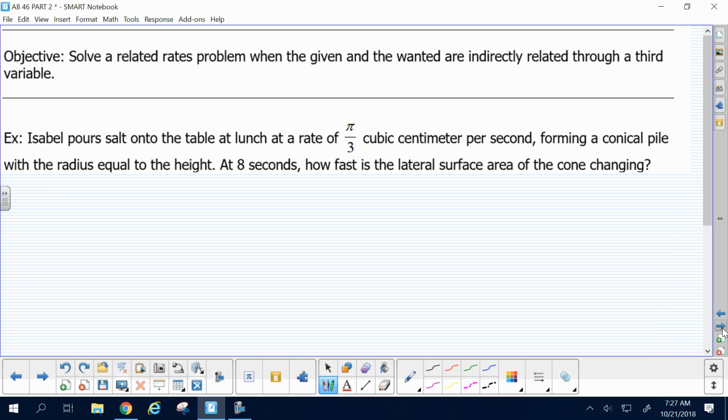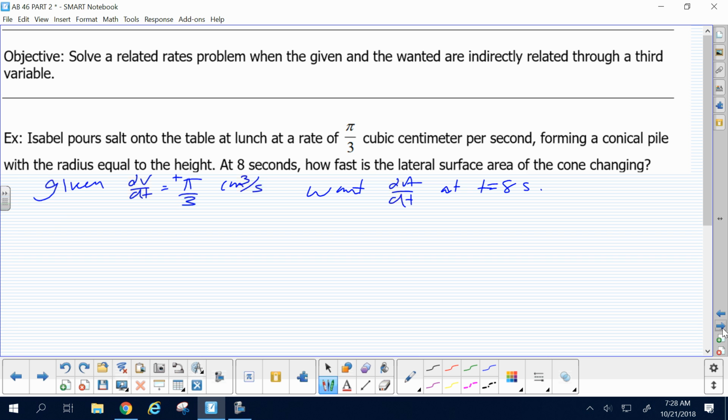So we're given here that dV dt is pi over 3. It's positive because salt is pouring in, so volume is changing in a positive way. Cubic centimeters per second. We want dA dt, and that's the lateral surface area actually, at time equal 8. That's kind of weird, time equal 8. I'm going to have to work with that later, I'm sure.